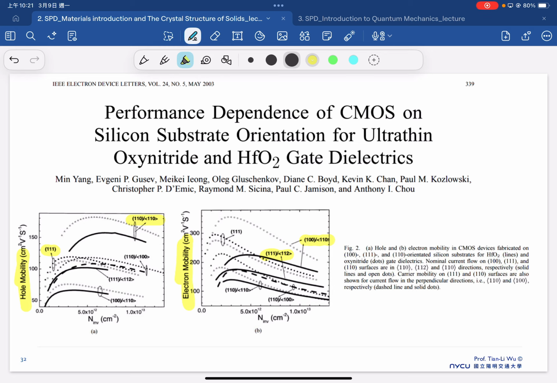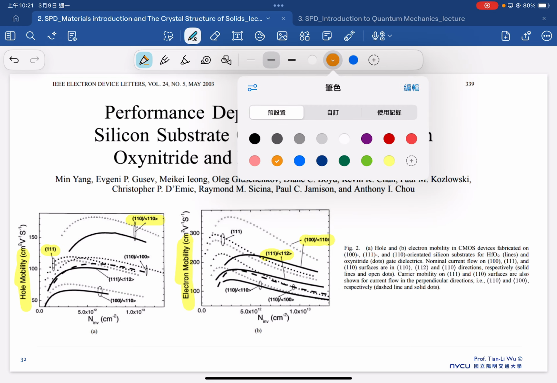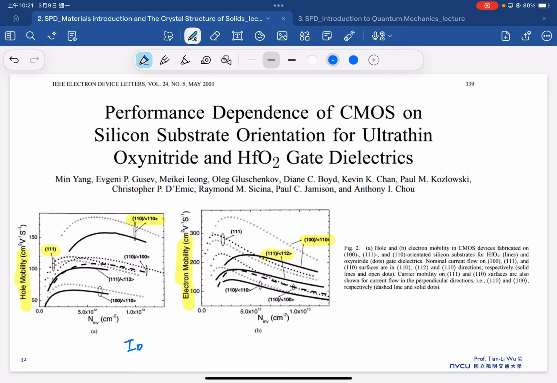But why do they care about mobility? Because in the end, mobility is correlated with current. So our current is certainly proportional to our mobility. As long as the mobility is high, we always get a high current. So that's the important information from this academic paper, but with the knowledge you have right now, that's enough for the analysis.